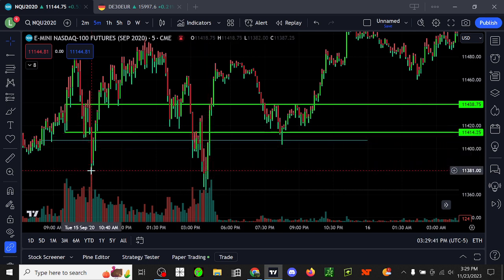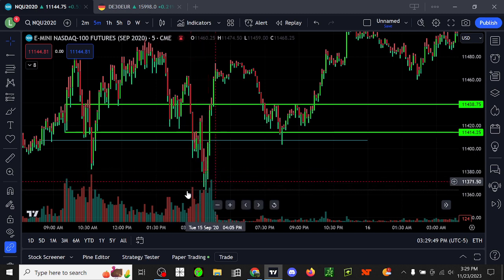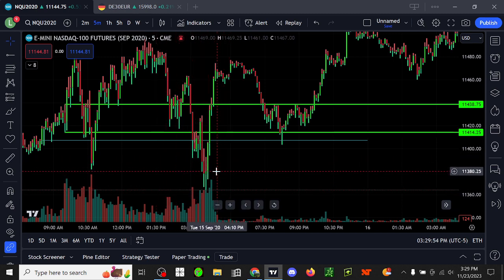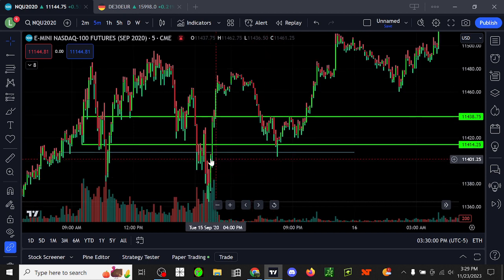But again, it hasn't really violated this low here. It did it by like one candle, but not really, right? So it's just trying to run stops. This is how stop running works. This is how Goldman Sachs or whoever, big trading houses, are running stops. They make it almost look like it's going to sell off, but then it reverses. So it's all about deception.